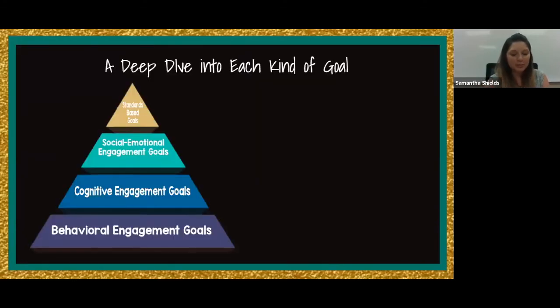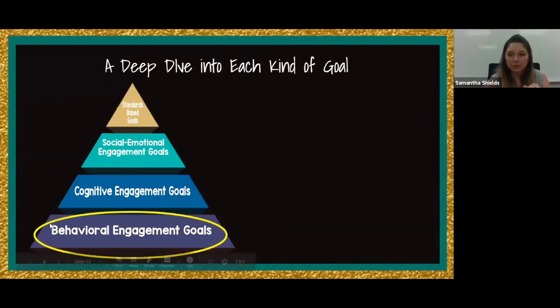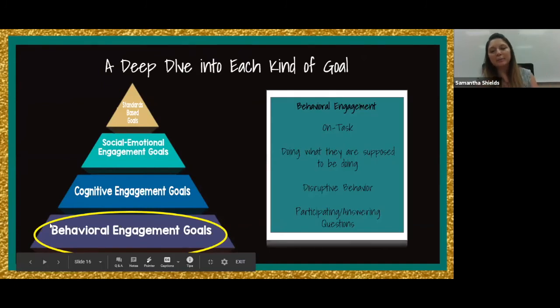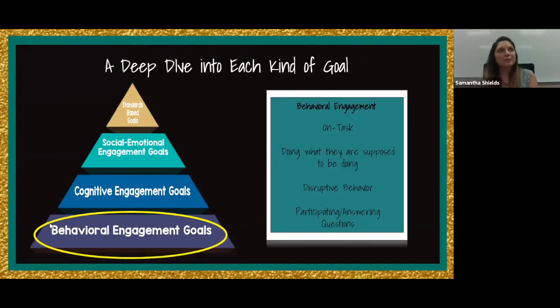So again, up first, I'm going to talk to you a little bit more about these goals and examples that could go into this goal. So up first, we have behavioral engagement goals. And when you're thinking of behavioral engagement goals, this is the types of goals you might have written on students being on task. You might have goals written to determine if students are doing what they're supposed to be doing, if there's disruptive behavior, or just making sure students are participating and answering questions. So those might be some areas that you have goals written about for engagement goals.